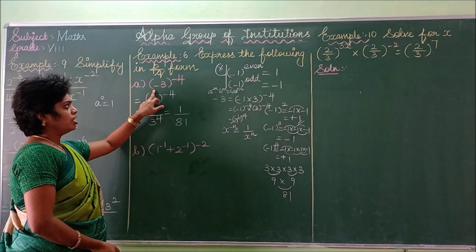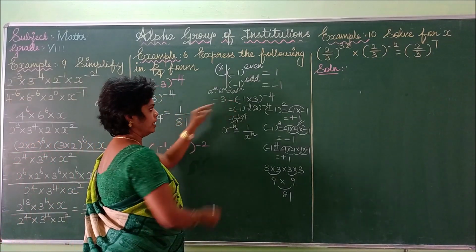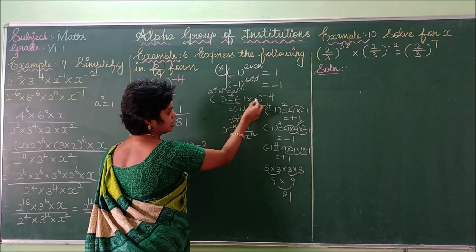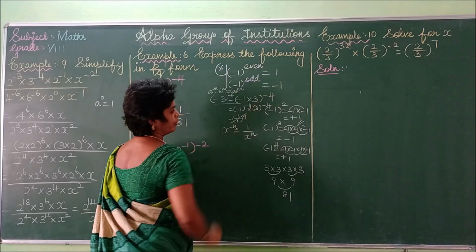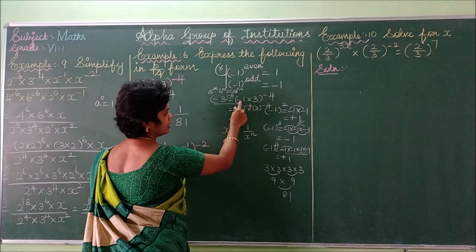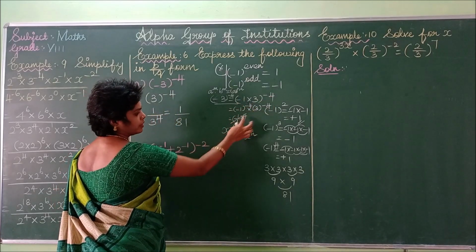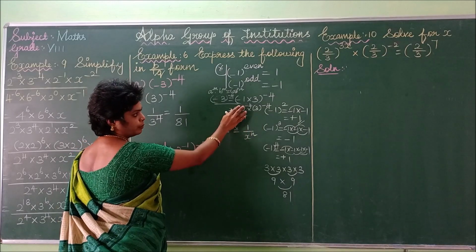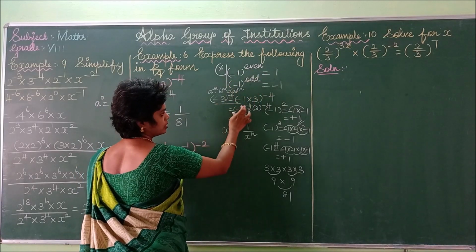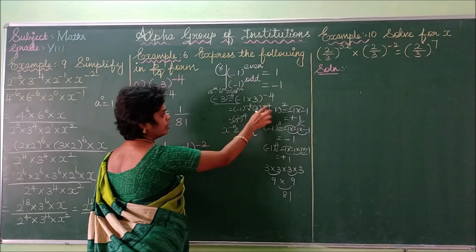Now I am changing (-3)^-4. -3 can be represented as -1 into 3, the whole power -4. Split and write the powers, and you negate this value because 1 power anything, if it is even power, the value is positive. It is even only, so the result will be positive. So you can write 3 power -4.